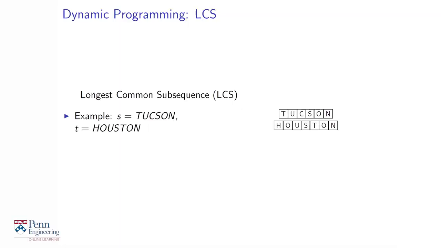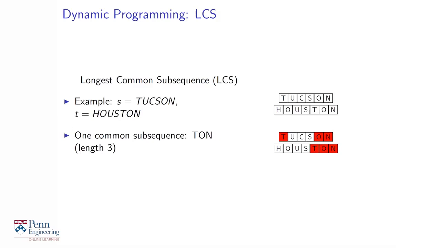So for example, if you take the string S to be the string Tucson, and the string T to be Houston, then you might find a common subsequence like this. TON, marked in red in this picture, shows you that TON is a subsequence of Tucson because it occurs in that order in the string Tucson. And TON is also a subsequence of Houston because it appears in that order in the string Houston.